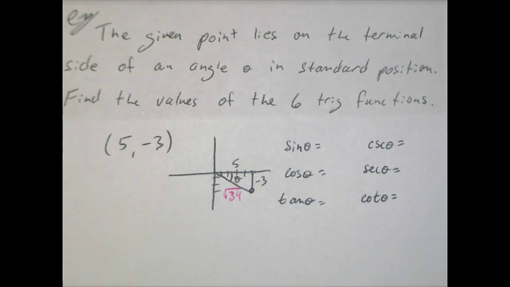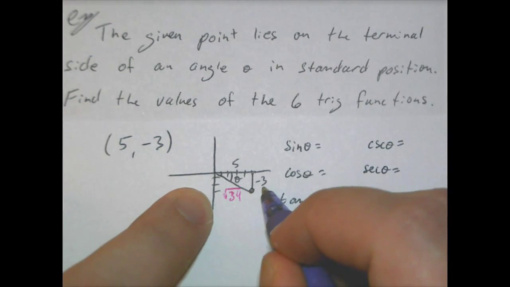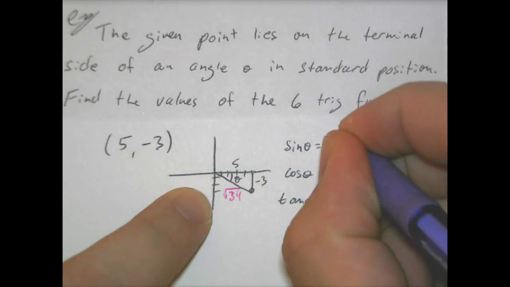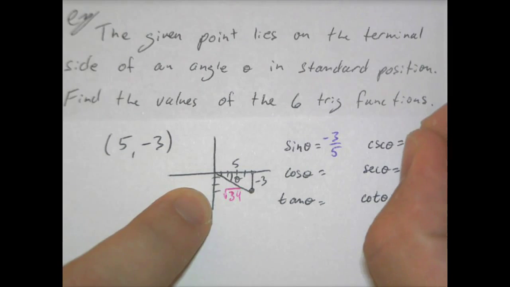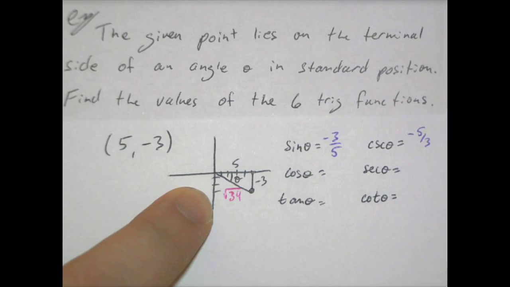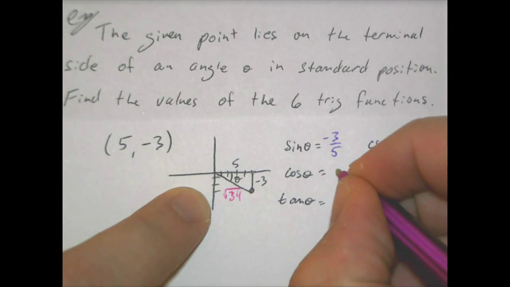Alright, so here are our 6 trig functions. So I know sine is opposite over hypotenuse, so I can have opposite as negative 3 over 5, which means cosecant would be negative 5 over 3. And then cosine is adjacent over hypotenuse.